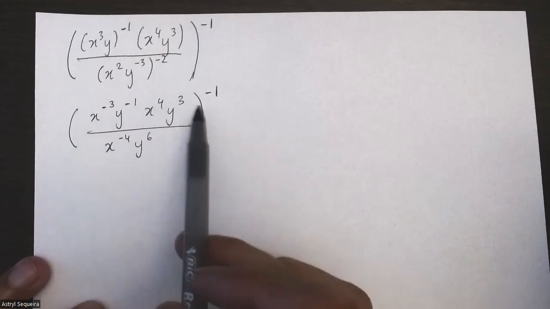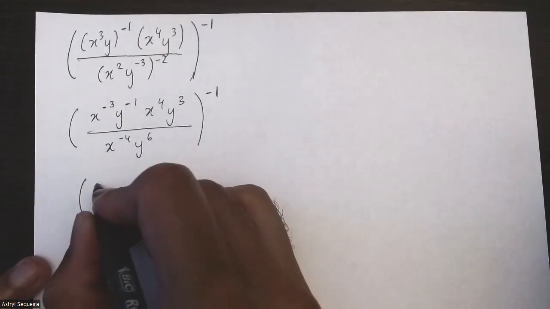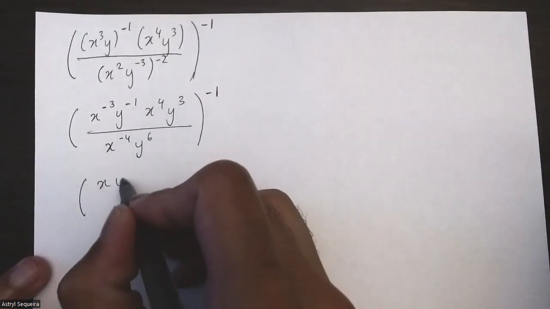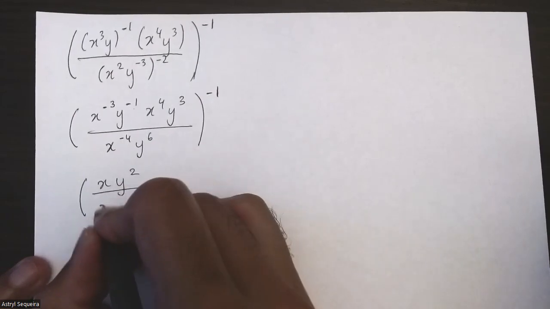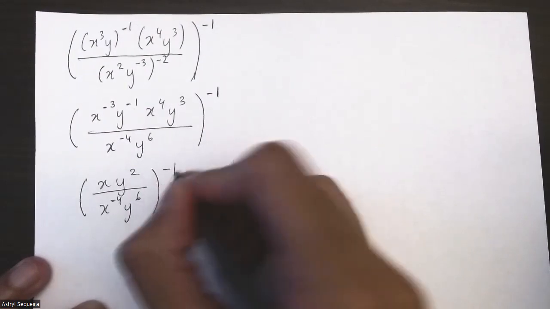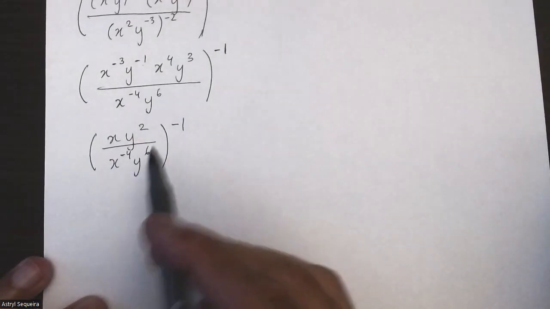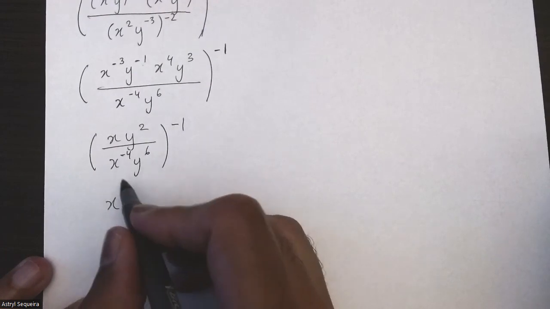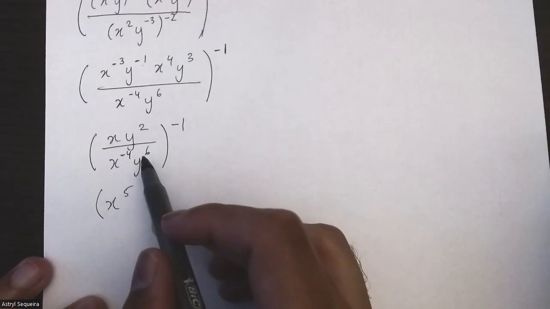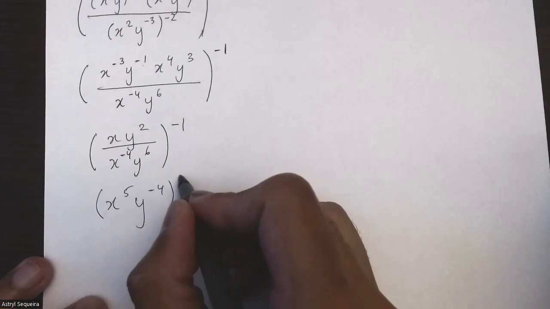I'm just going to combine the top terms here. So negative 3 plus 4 is just 1. So I just have an x there. Negative 1 plus 3 is 2. So x y squared, bottom stays the same. I'll combine these. 1 minus negative 4, that's 1 plus 4, which is 5. And 2 minus 6 is negative 4.